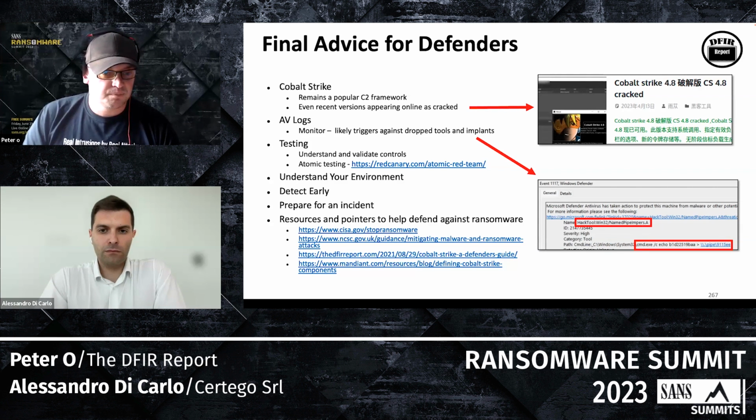Monitor AV logs. The groups like dropping a lot of tools on endpoints, and it's likely something will trip. So understand your AV configuration. What endpoints are onboarded? Is it in audit or block mode? Understand what gets prevented and how it works in terms of alerting. So assume compromise by emulating the adversary. Atomic Red Team provide some testing resources for this.